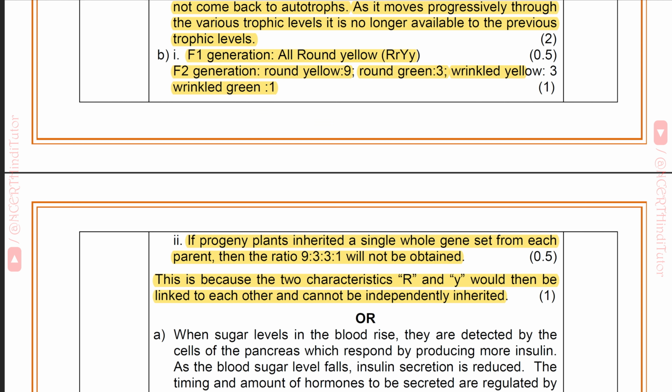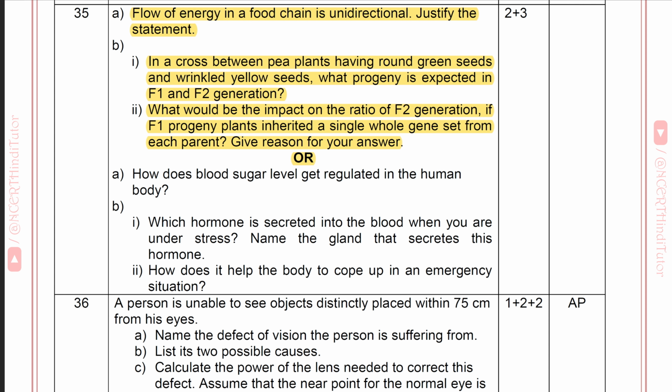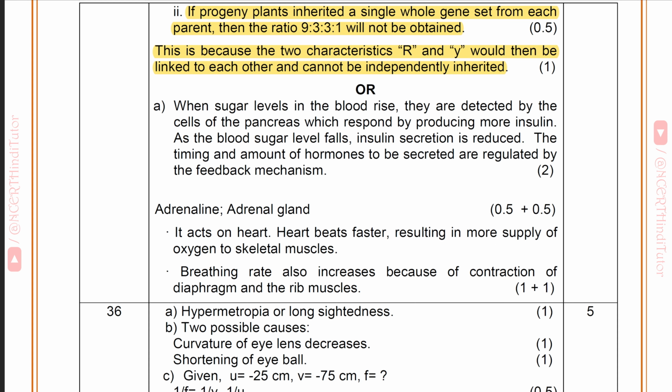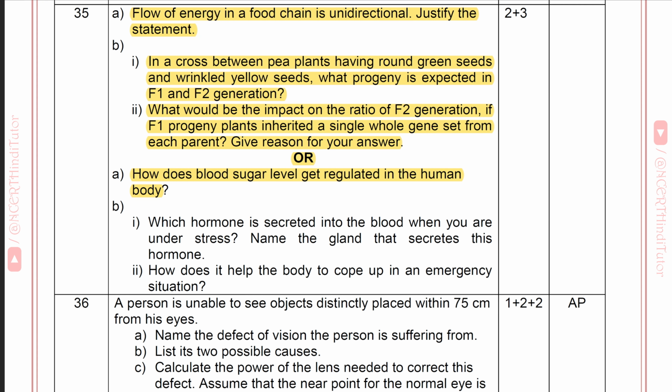Or A. How does blood sugar level get regulated in the human body? Answer. When sugar levels in the blood rise, they are detected by the cells of the pancreas, which respond by producing more insulin. As the blood sugar level falls, insulin secretion is reduced. The timing and amount of hormones to be secreted are regulated by the feedback mechanism. B.